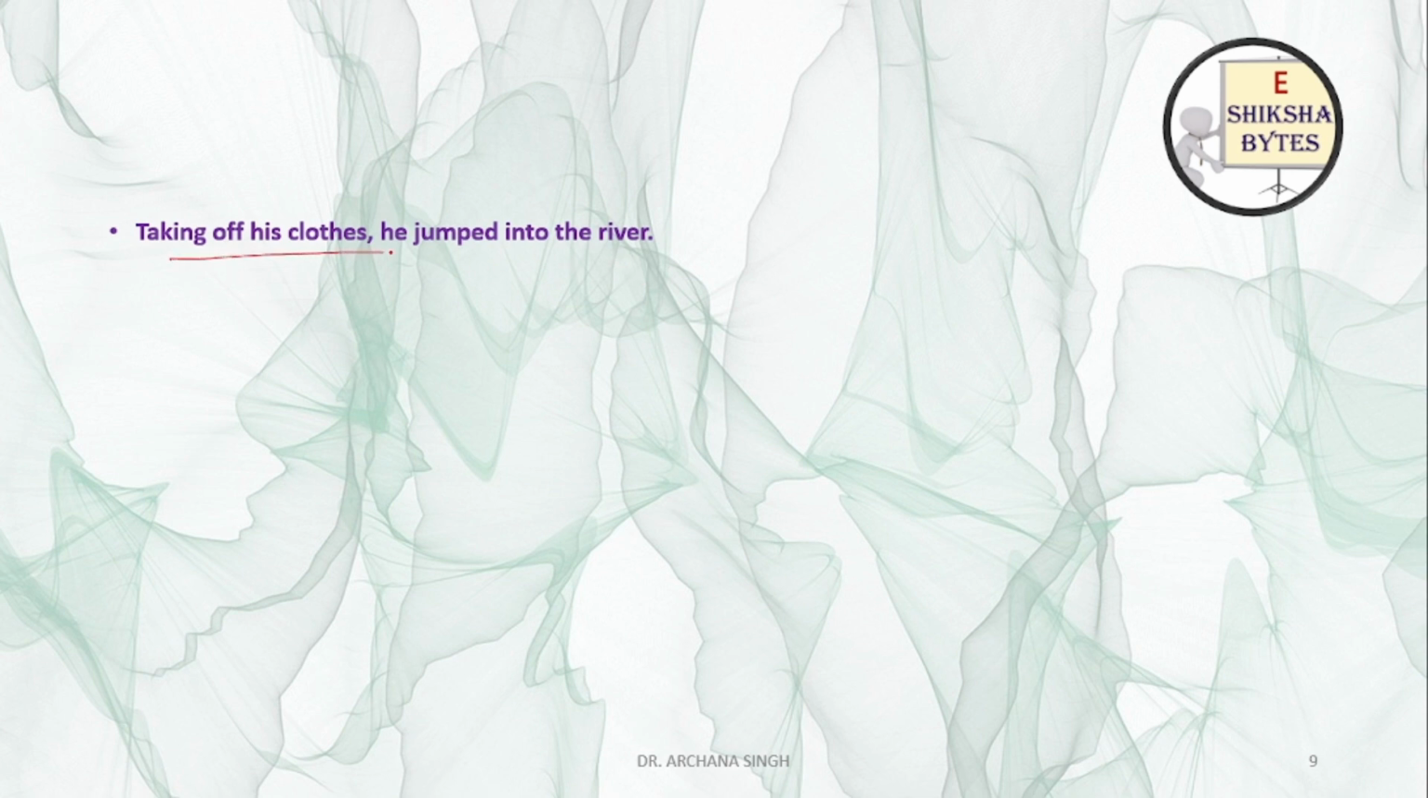See how you can make one sentence into simple, compound and complex. Taking off his clothes, he jumped into the river. I hope now you can easily identify the sentence. So just take a minute and try to find out whether this is simple, compound or complex. Yes, you have one subject, one verb combination. This is your phrase. So this is your simple sentence.